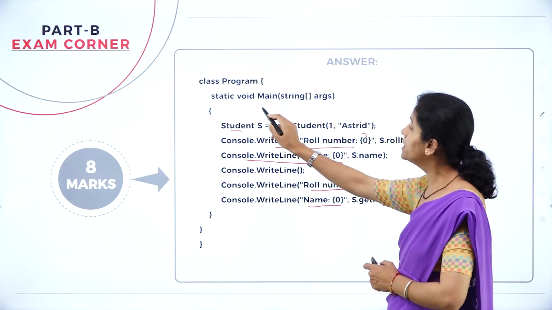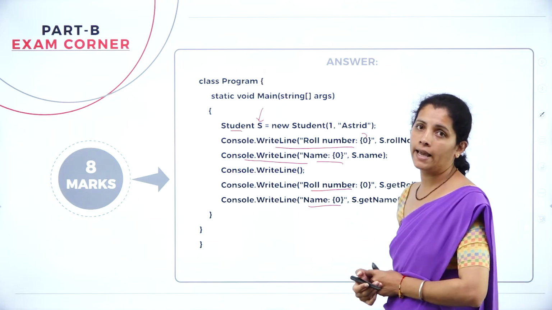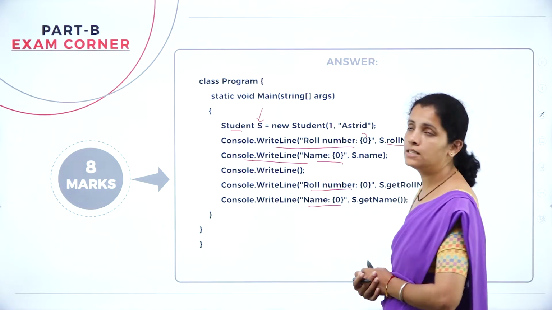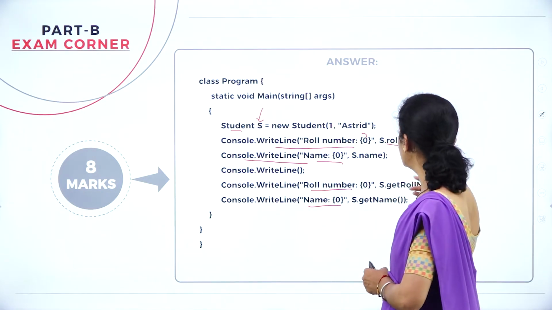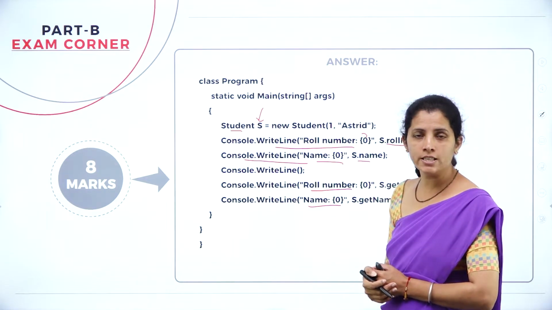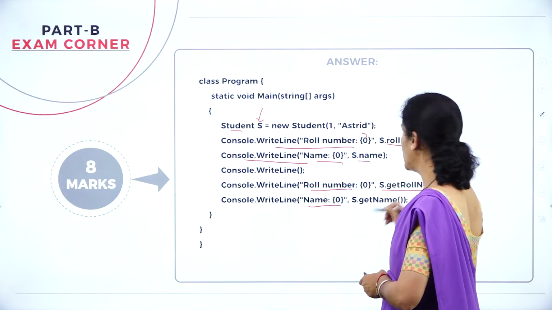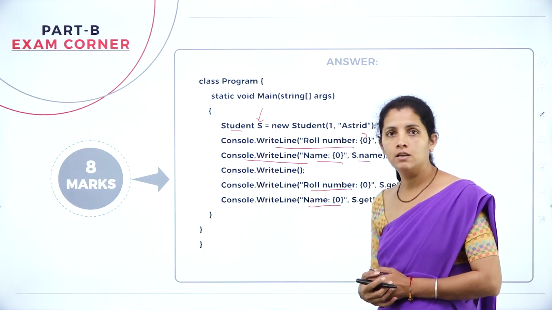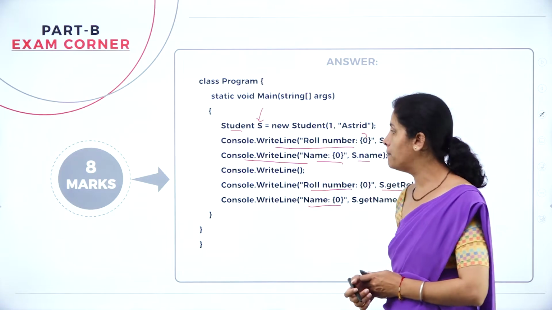See here, with the help of the object, I can access the fields like S roll number and S name, because it is public, there is no restriction. Even I can access the method because once again it is public.